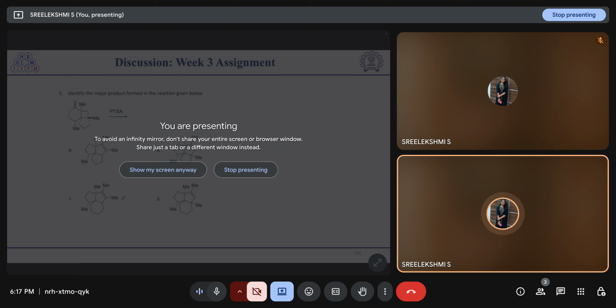Now the next question is, identify the major product formed in the reaction given below. So this compound upon treatment with PTSA, which will be the major product?